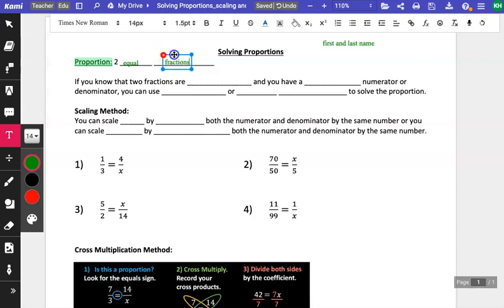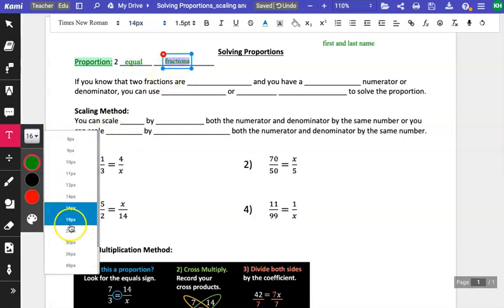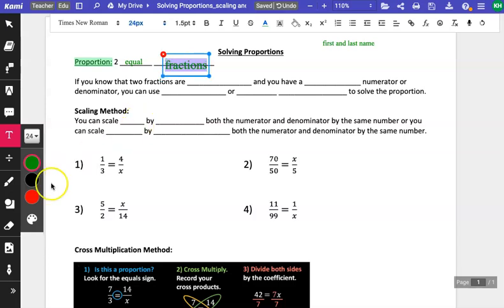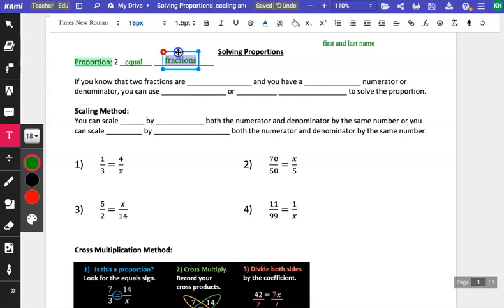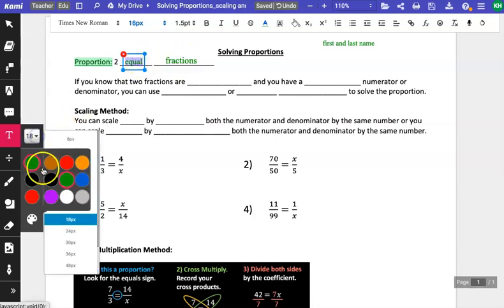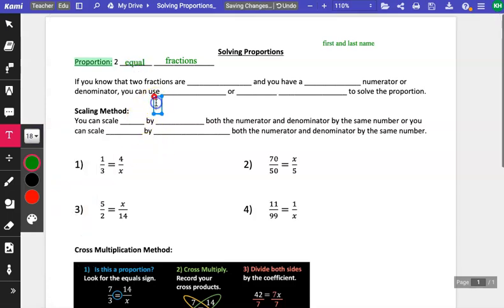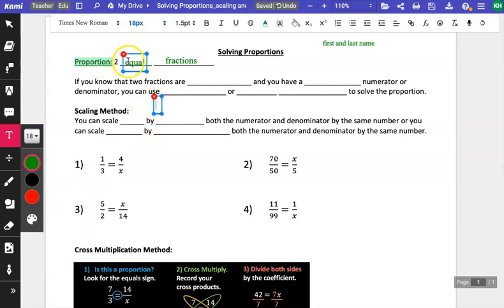I'm going to move this up a little bit, and I actually want these to be a little bit larger, so I'm going to go over to 14 and change it to 16. And change this to, let's go with 24. Too much. All right, 18 looks good to me, so I'm going to stick with 18. All right, so proportion is when you have two equal fractions.